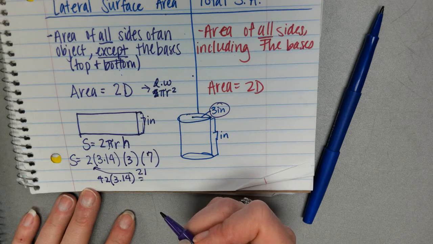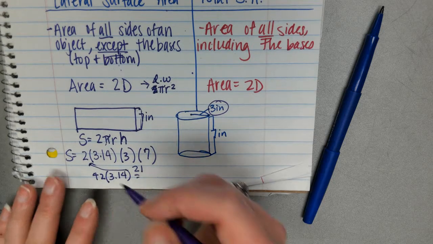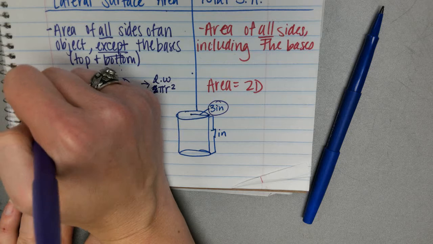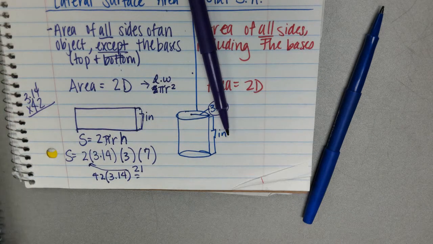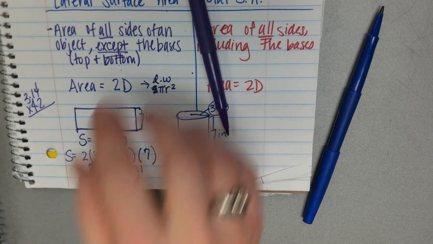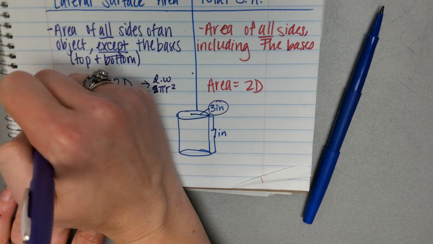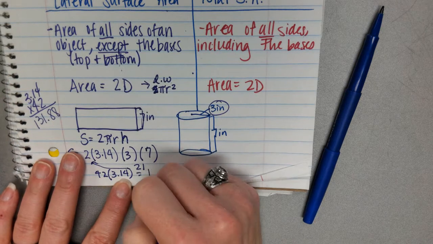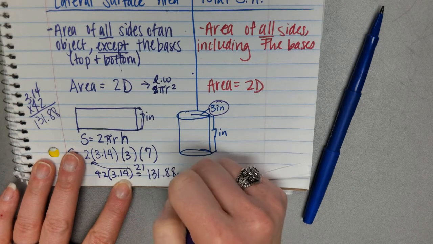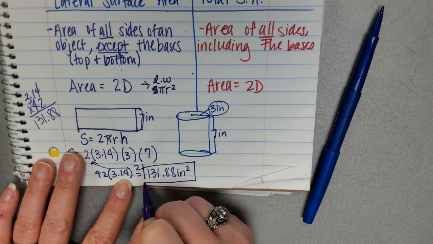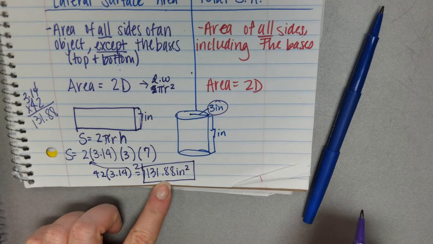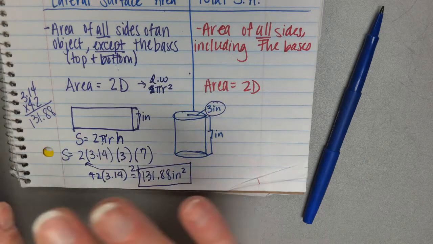And then if we did 42 times 3.14, okay, save your time and mind. You could do that by hand, which you will be able to do in class. It's 131.88, okay? And that's going to be inches squared, okay? So this is an area, so it's a square unit. So that's going to be our lateral area, just that side, okay?